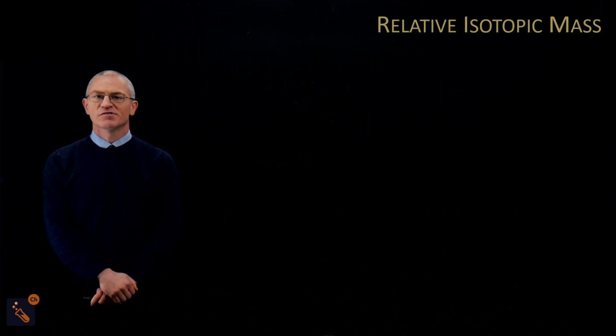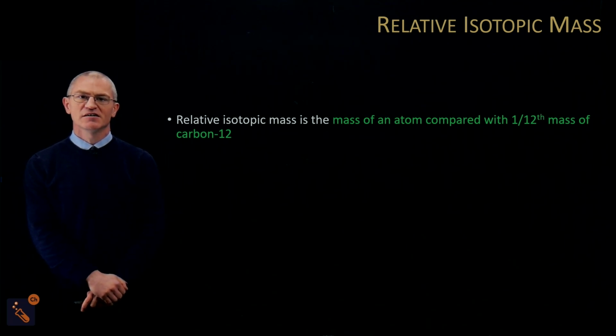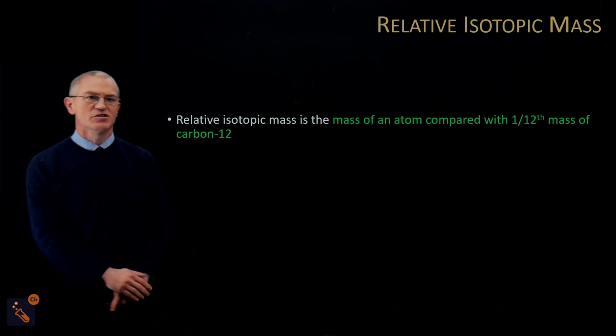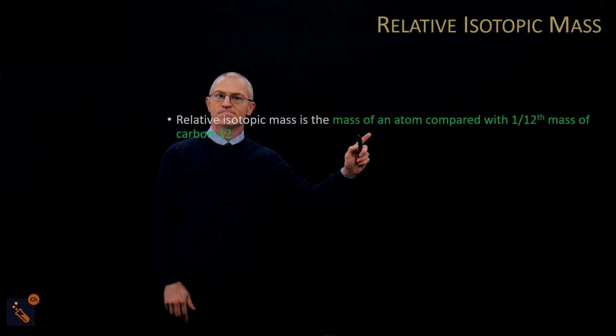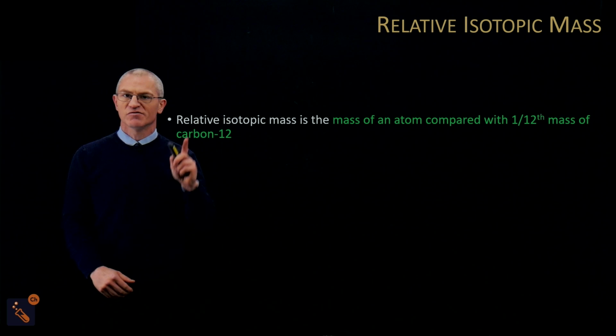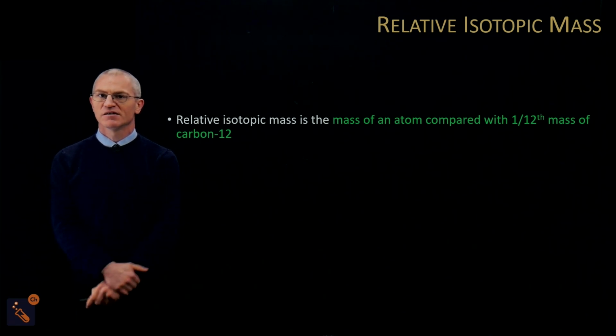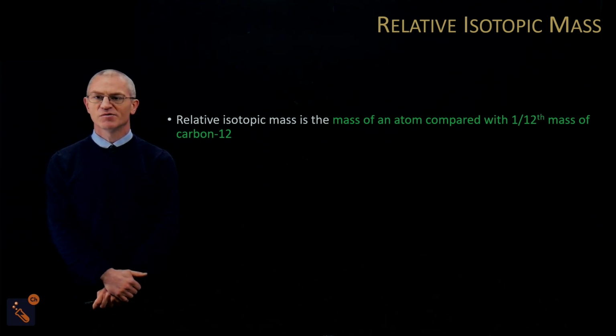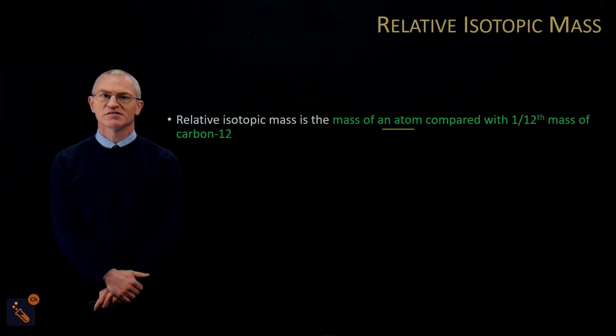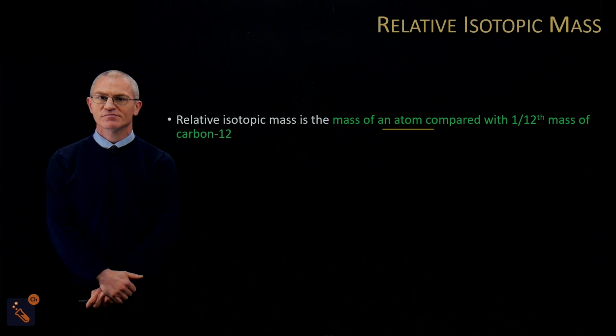Relative isotopic mass is a required definition. So if you look here, we have that the relative isotopic mass is the mass of an atom compared with 1/12 of the mass of carbon-12. So our reference is carbon-12. Now the main thing people miss off when marking exams is the word atom. So make sure you put the word atom in there.